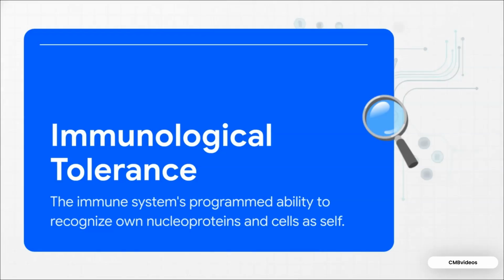Normally, your body is an absolute genius at identifying itself. It operates on a highly regulated process called immunological tolerance. This is basically the immune system's programmed ability to recognize your own cells, tissues, and proteins as self, making sure it doesn't unleash friendly fire. When this fails, that's when autoimmunity is born.